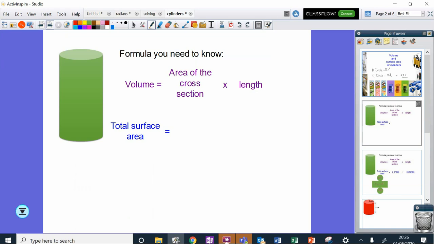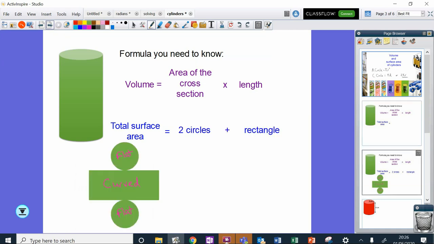Right. So we already know that one, but then there's another problem, which is the total surface area. Now, for us to really understand this, what we've got to do is unpeel the cylinder. So if you take it all apart, what you actually end up with is 2 flat circles and a curved, basically, well, it's a rectangle, but when we curl it up, it becomes a curved surface area.